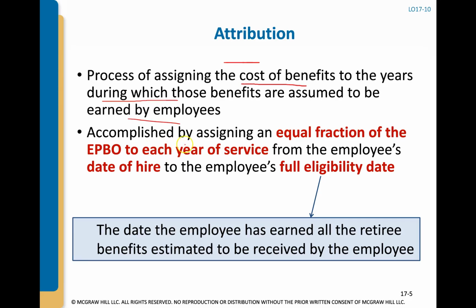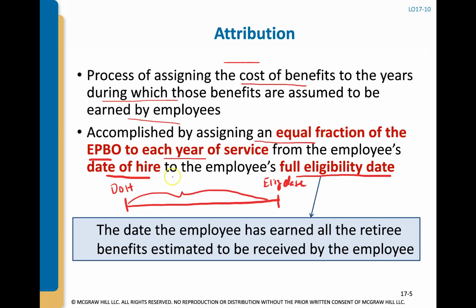The way we calculate that percent, that fraction, is we assign an equal fraction of the EPBO, which is the total benefits we expect to pay, to each year of service from the employee's date of hire to the full eligibility date. This time frame, from the date of hire to the eligibility date, is called the attribution time frame.